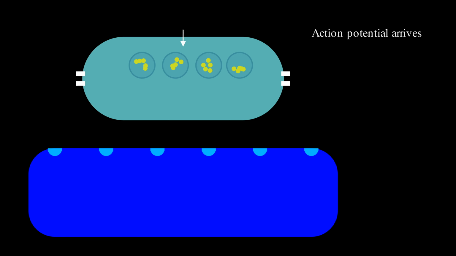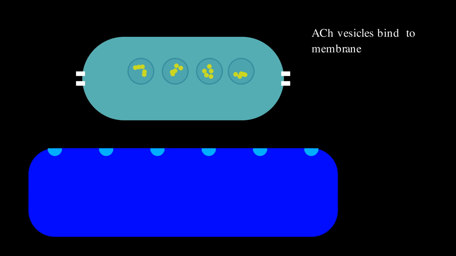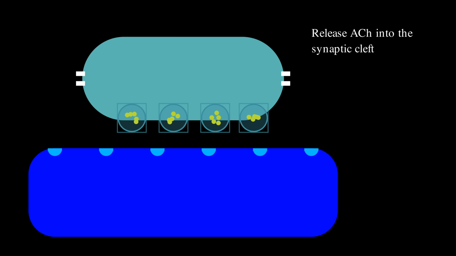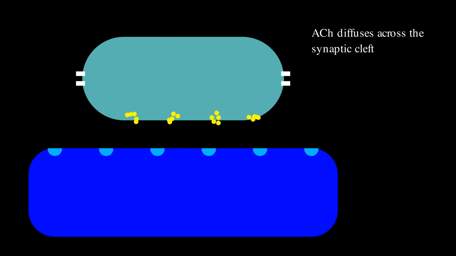The signal arrives first as an action potential at the axon terminal, or the end of the motor neuron. This causes the opening of the voltage-gated calcium ion channels, which release calcium into the presynaptic cell. This causes the acetylcholine vesicles to then bind to the presynaptic membrane. This releases acetylcholine into the synaptic cleft via exocytosis.